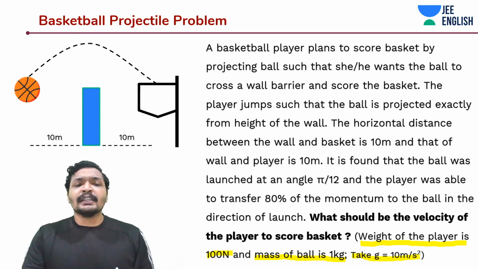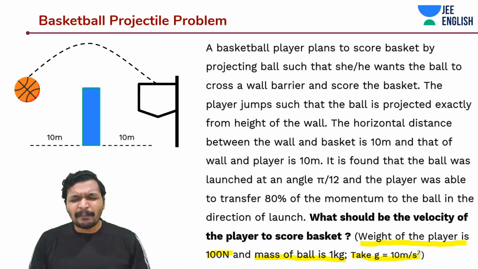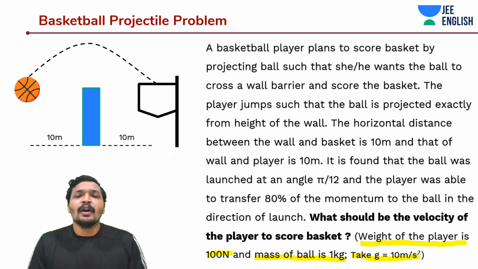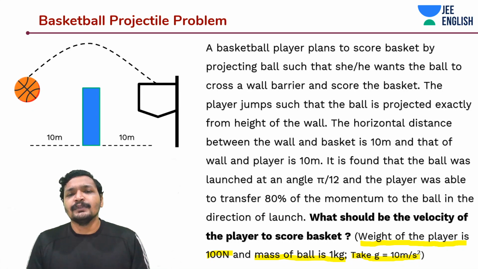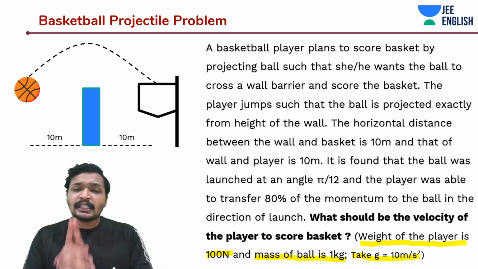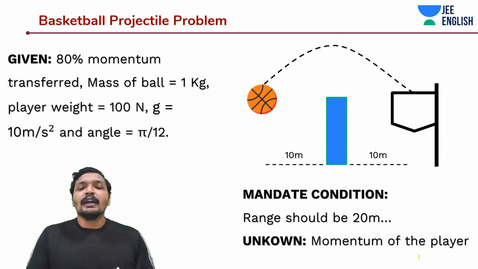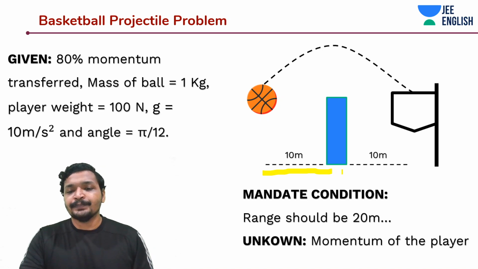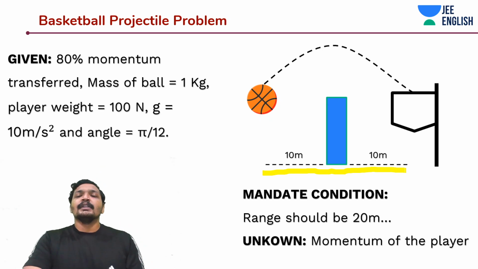What is the thing that you're getting in the mind? The first thing is that some kinematic result is given to you in this case. What is that? Range is given to you. You know that the range should be 20 meters.